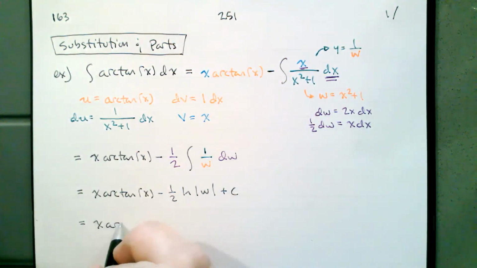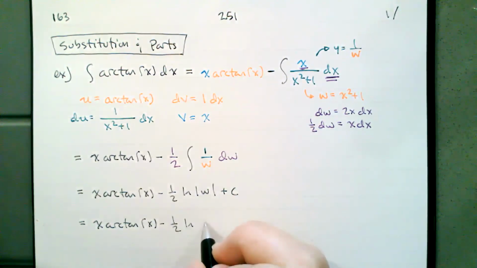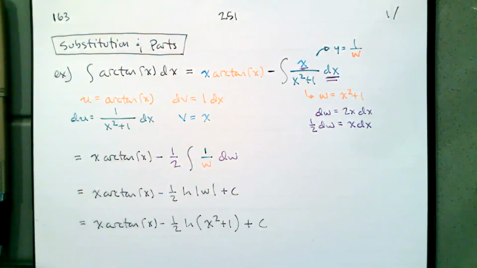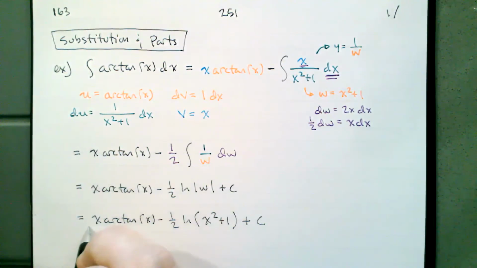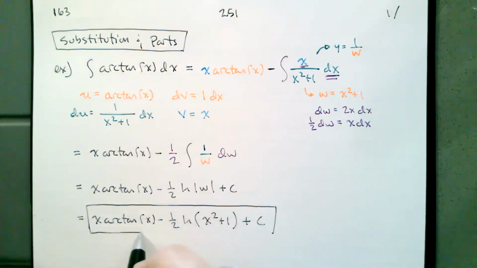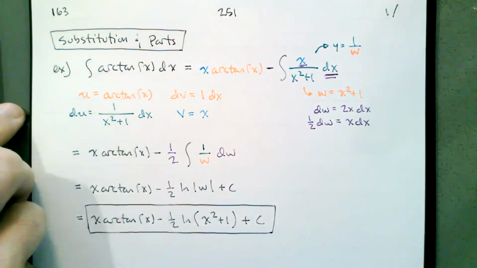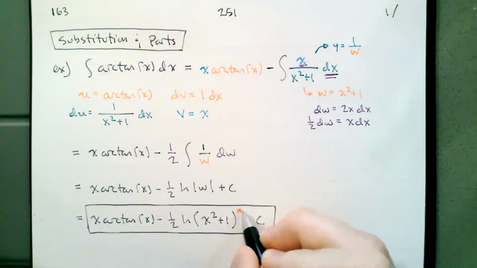Then the last thing we'll need to do is replace the w with its expression in x. So we'll have x arctangent x minus 1/2 times the natural log of x squared plus 1. In this case, I can drop the absolute value signs for parentheses because x squared plus 1 is always positive. And there's our antiderivative of arctangent x. We got there by using parts, and by actually differentiating the arctangent.